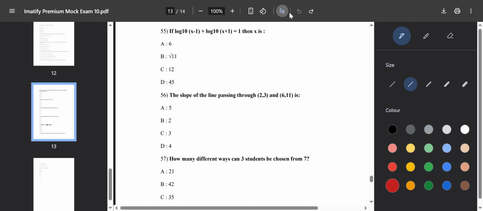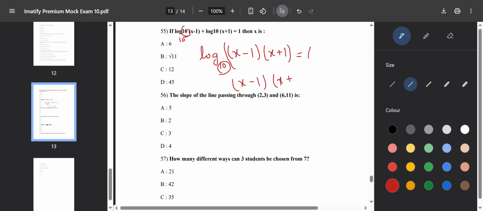So we will write it as log 10 of (x minus 1) times (x plus 1). Now we will convert the logarithmic form into the exponential form. In exponential form, this becomes (x minus 1)(x plus 1) equals 10 raised to the power 1.